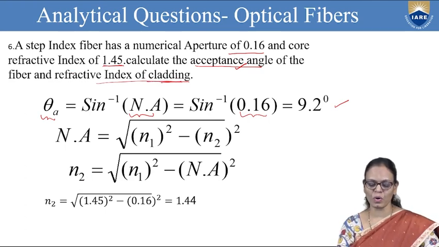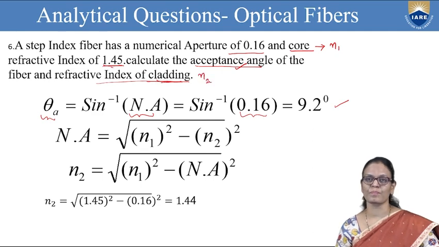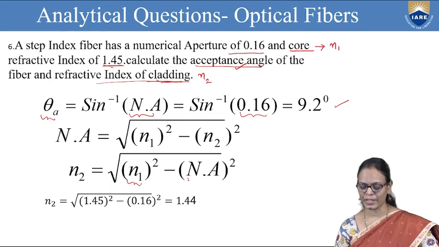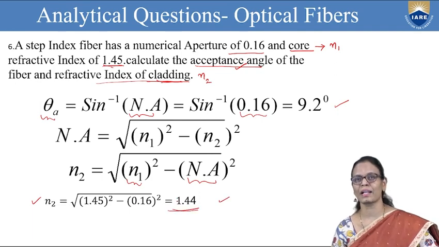Generally, for the core we represent it by n1 and for the cladding we represent it by n2. So the formula we have is NA is equal to under root n1 square minus n2 square. Because we want n2, the refractive index of the cladding, we are rearranging the terms and getting the formula for n2. So n1 square minus NA square means we are writing it in known terms. We know n1 and NA also we know. So it is mere substitution and simplification. You get the refractive index of the cladding.